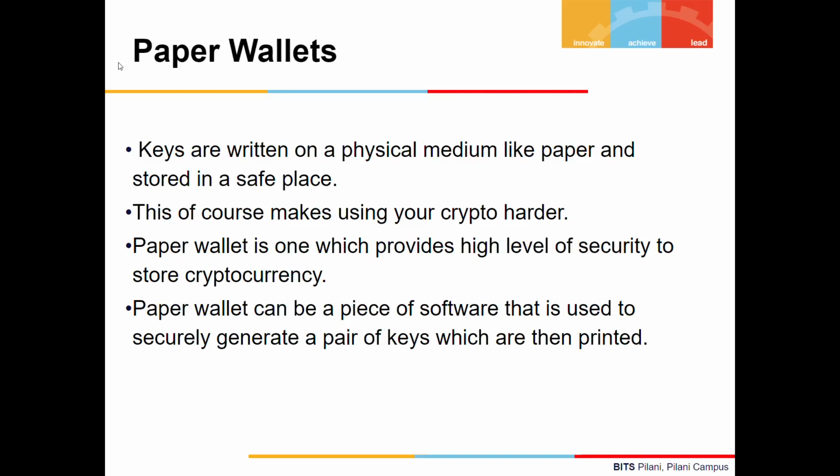Keys are written on a physical medium like paper and stored in a safe place. This of course makes using your crypto harder, because as digital money it can only be used on the internet. A paper wallet provides a high level of security to store cryptocurrency. This refers to a physical copy or a printout of public and private keys. A paper wallet can be a piece of software that is used to securely generate a pair of keys which are then printed. No one can hack your paper wallet or retrieve your keys unless they physically take the paper on which you have them stored.